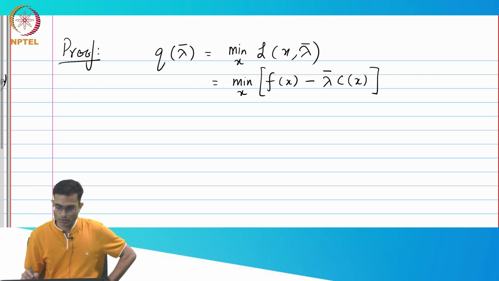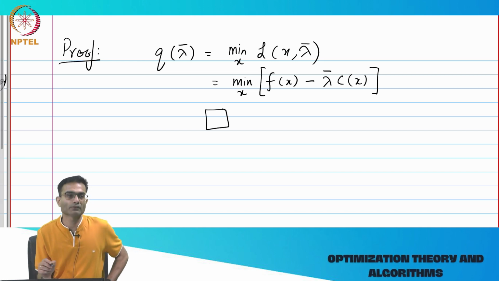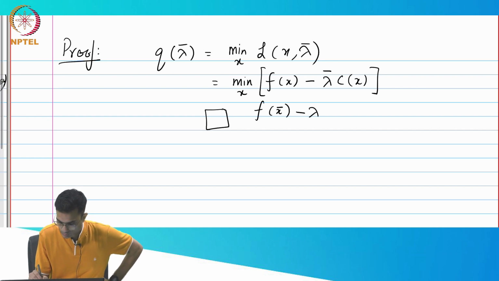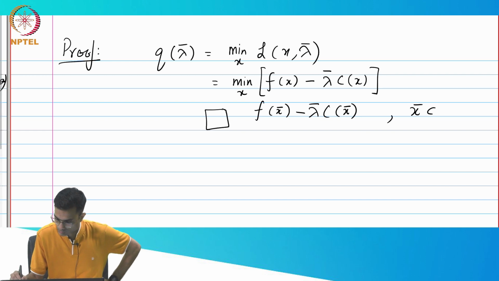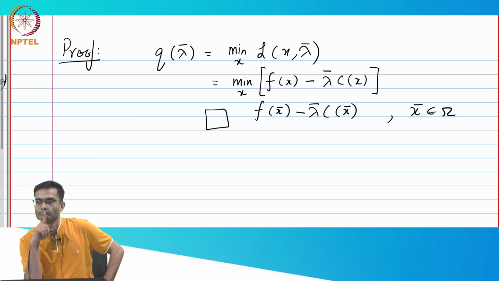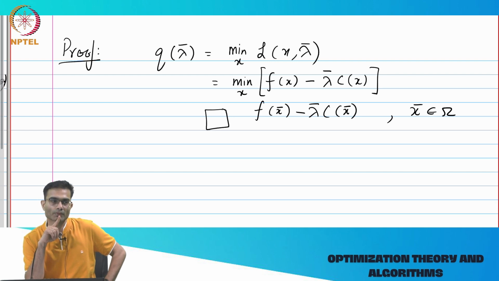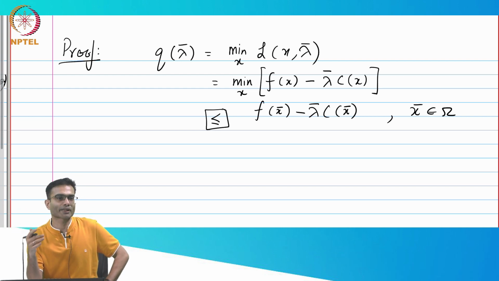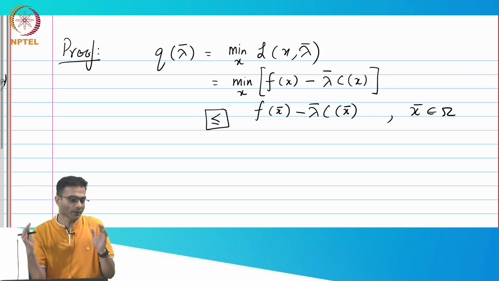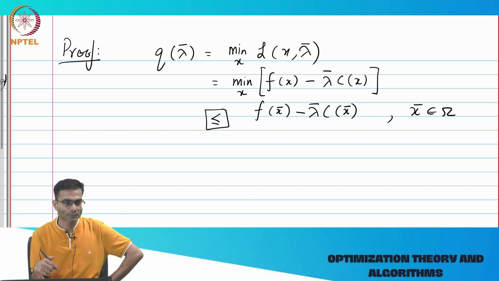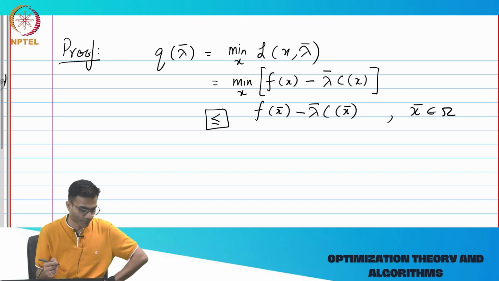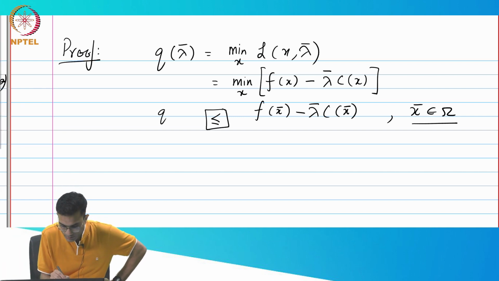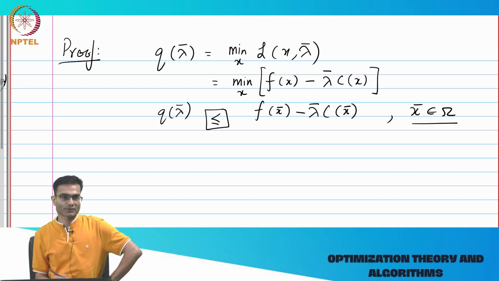Everyone agrees with this. Now I am going to put a box over here for you to fill in: equal to, less than, greater than, whatever. Less than or equal to, right? Because the top thing is the minimum. So if I am not at the minimum, the value of this is going to be less than or equal to f of this, because x bar is simply feasible. So this gave me q of lambda bar is less than or equal to this.